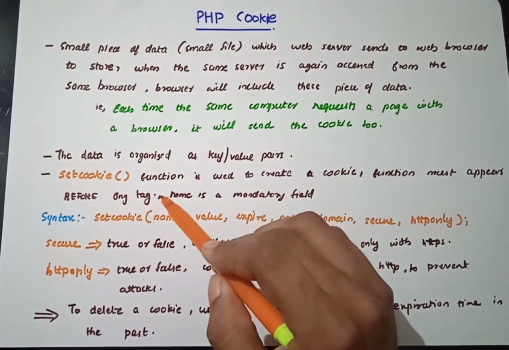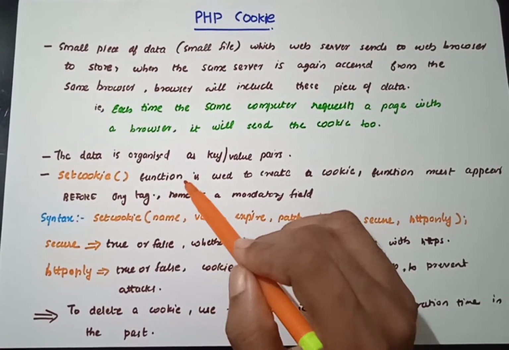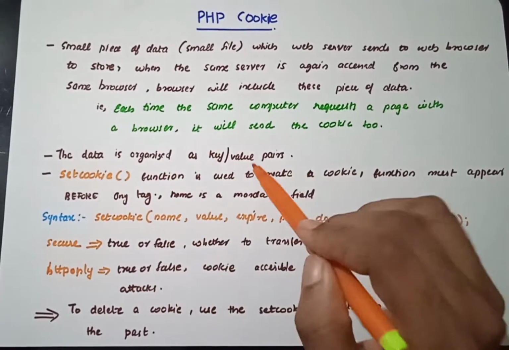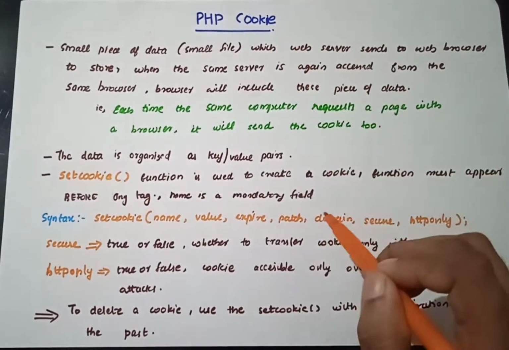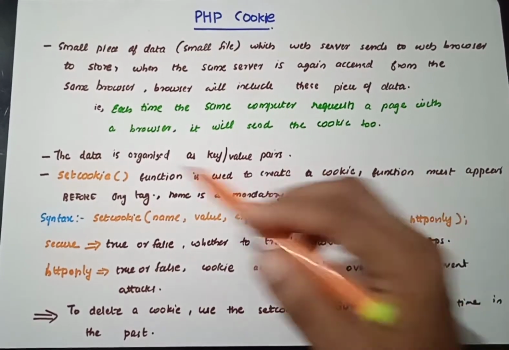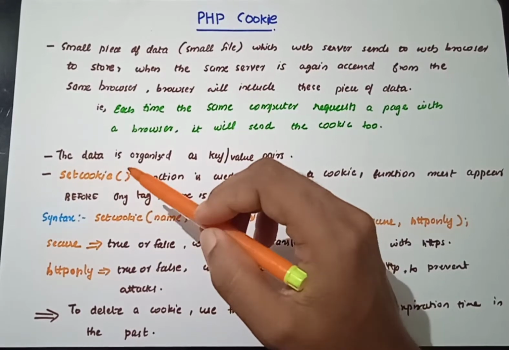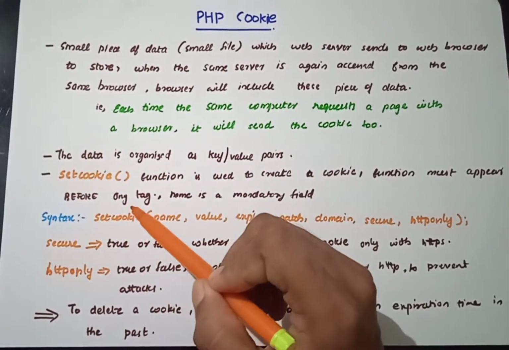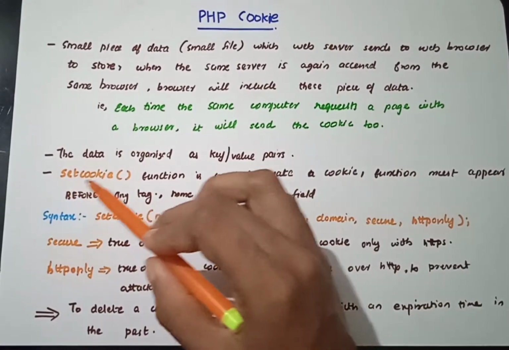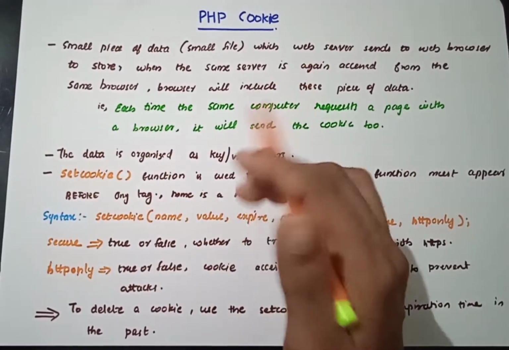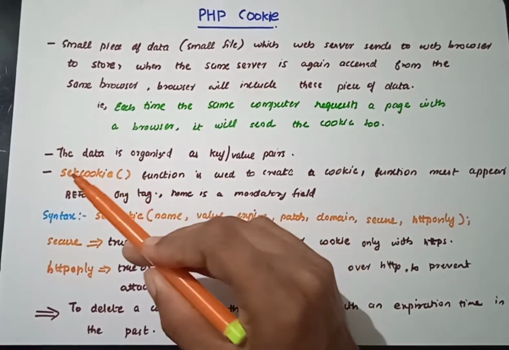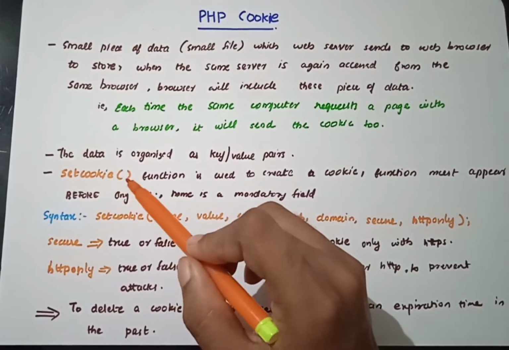So let's get into these details. setcookie is a function that is used to create the cookie, and this function must be declared above any of the tags that you are writing. That means in your first page, if you are planning to set the cookie, then that function will be there at the first, before any of the tags. Okay, so that is the main thing that you have to keep in mind.